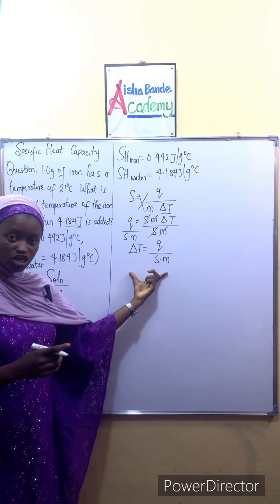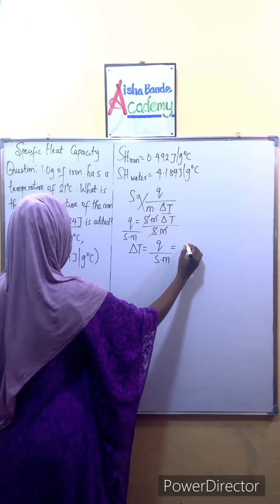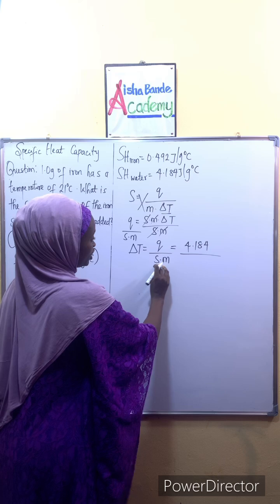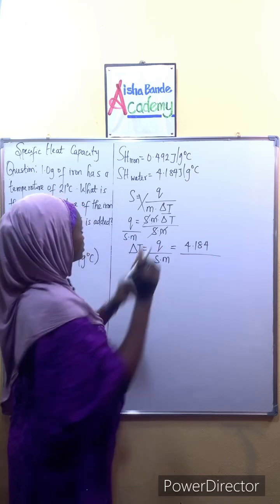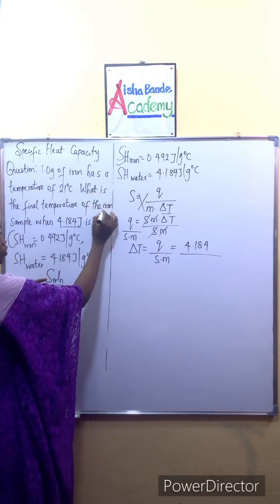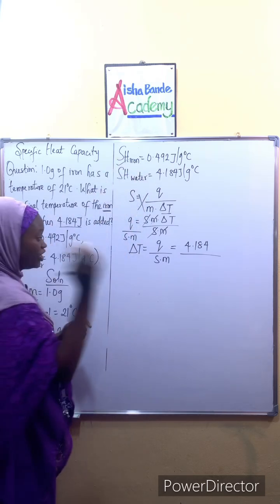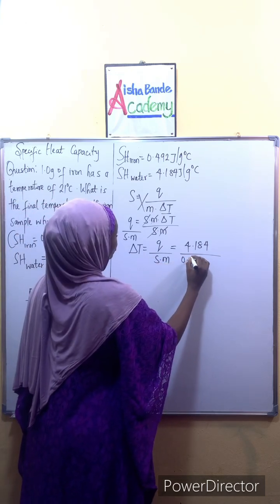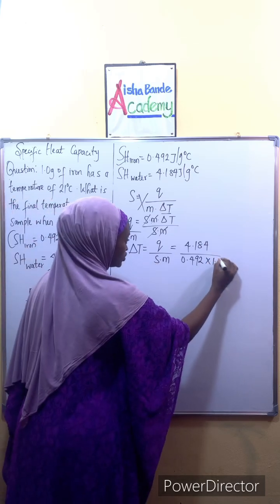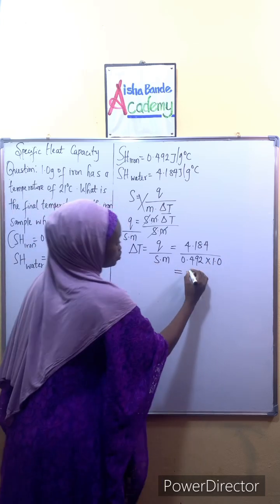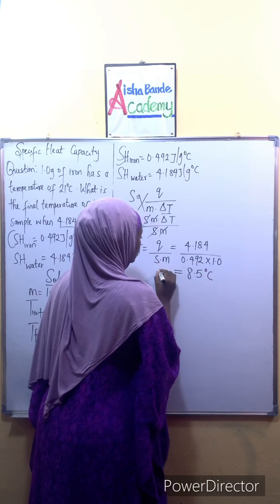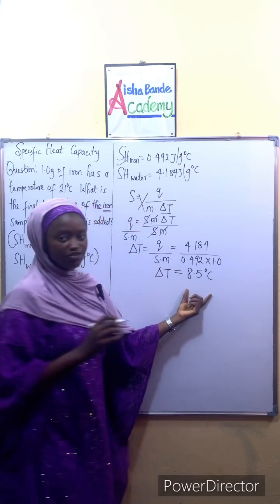So from here, we can input our values. Our Q, which is given as 4.184, over the specific heat. Remember, in this case, we are concerned about the specific heat of iron because we are asked to find the final temperature of what? Of iron. So we're going to use the specific heat of iron, which is 0.492 multiplied by the mass, which is given as 1.0. So simplifying this, we have our answer to be 8.5 degrees Celsius. So our change in T is 8.5 degrees Celsius.